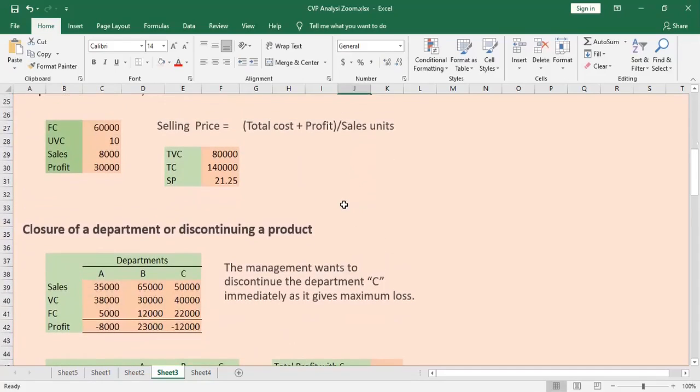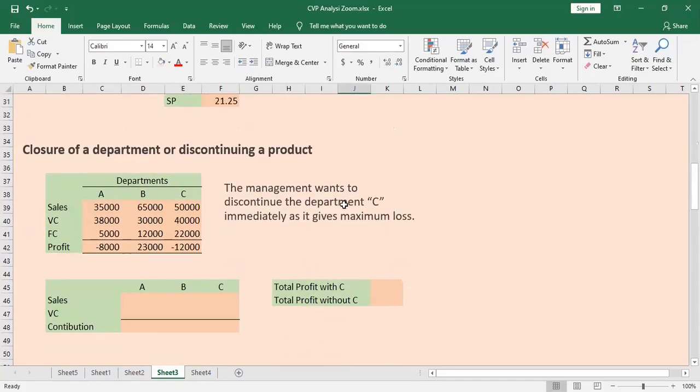Okay, then I'm moving into a little bit more interesting decision, where we are going to decide whether we are going to discontinue a department or a product based on this analysis, right? Here we have this information. We have departments in the same organization, departments A, B, and C, and we have these sales and cost elements. We have sales values, fixed cost and variable cost, and the profit is also given here, right?